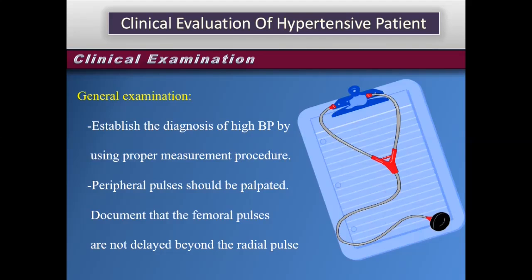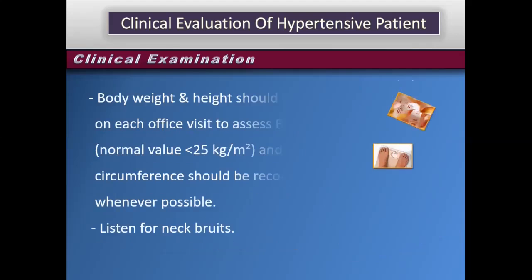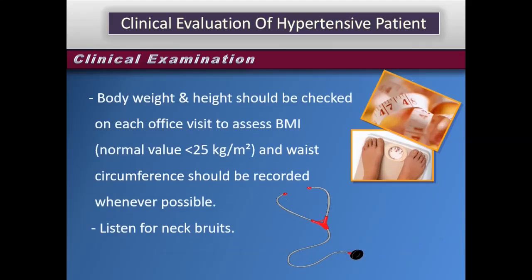Establish the diagnosis of blood pressure by using proper measurement procedure and following the guidelines. And then peripheral pulsation should be palpated. Document that the femoral pulsation are not delayed beyond the radial pulsation. Body weight and height and body mass index should be checked. And then waist circumference should be recorded and search for neck bruit.